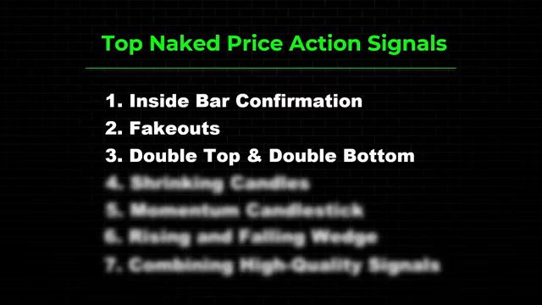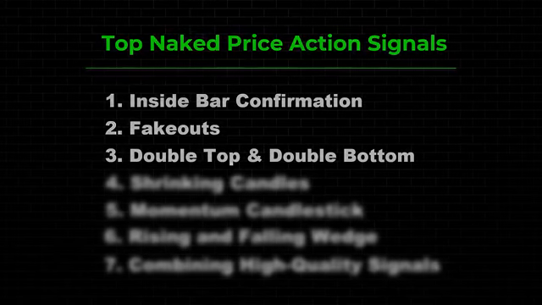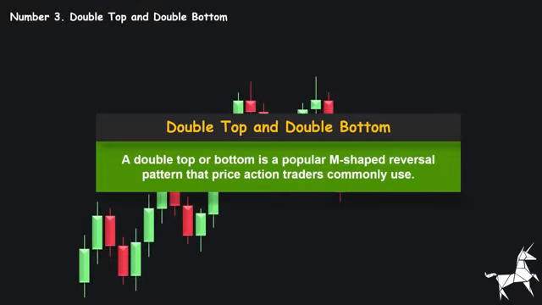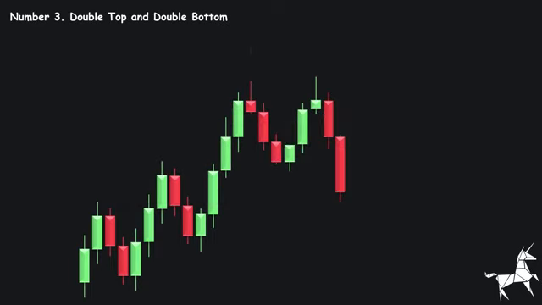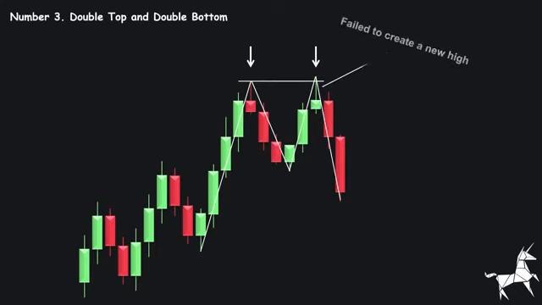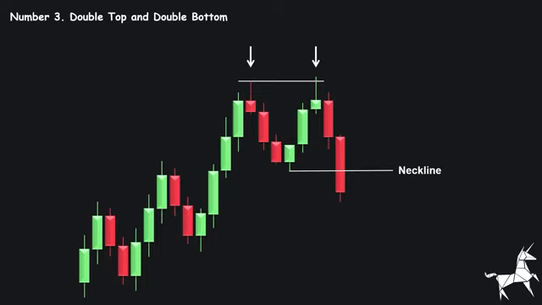Number 3. Double top and double bottom entry. A double top or bottom is a popular M-shaped reversal pattern that price action traders commonly use. When a double top forms on the chart, it indicates that the price has failed to create a new higher high, possibly due to reasons like loss of momentum, a shift in market structure, or hitting a key level on a higher time frame. The most conservative approach to trading this pattern is to wait for the price to break the neckline to confirm the reversal.